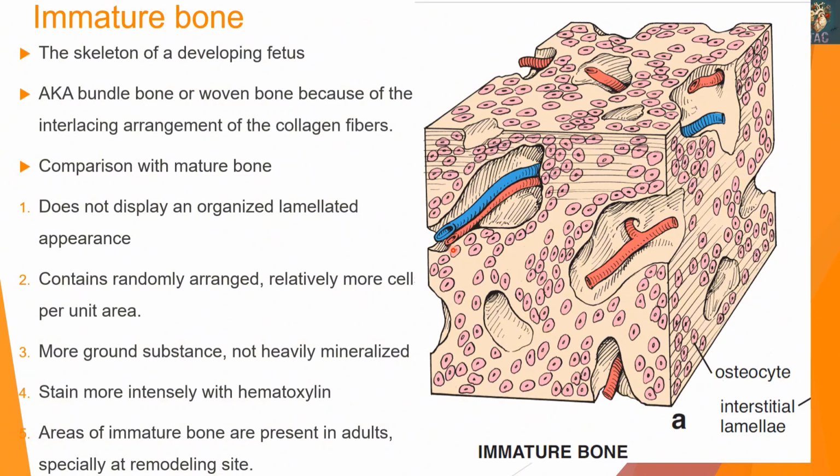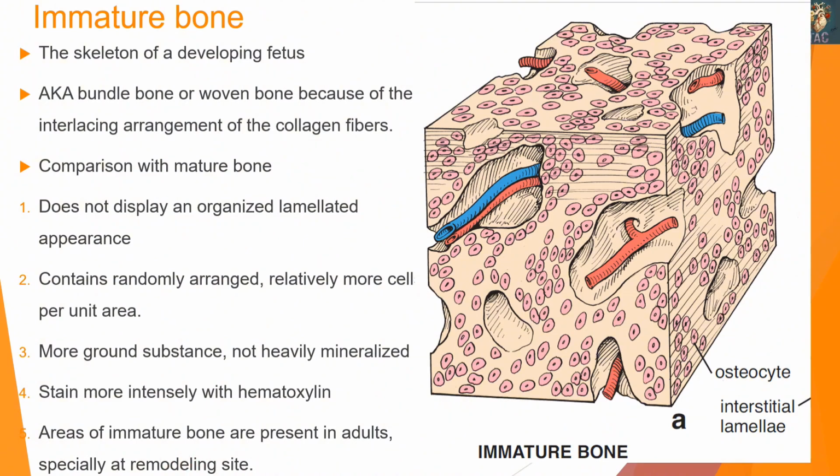Comparing it with the long bone, the mature bone, it does not display an organized lamellated appearance. In this you can see a large number of cells, and osteocytes and osteoblasts both are present. In the center you can see the osteonal canal, but still you cannot appreciate the proper lamellated appearance of the bone. More ground substance is present in this bone, and it is less heavily mineralized. That is why it stains intensely with hematoxylin. Areas of immature bone are present especially at the site of remodeling.